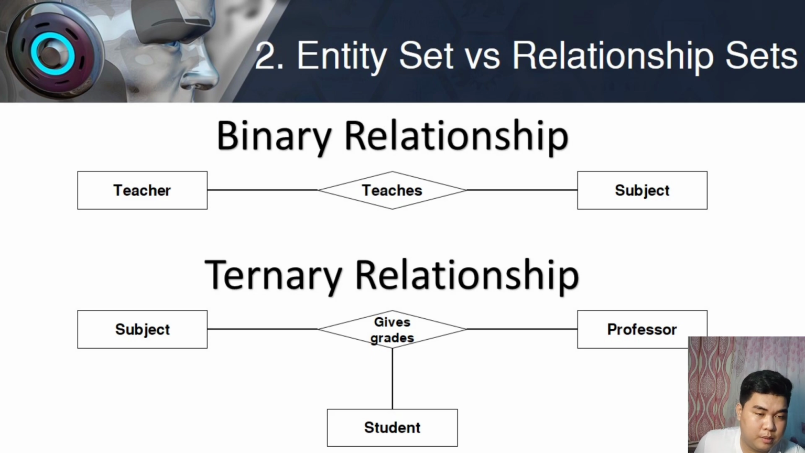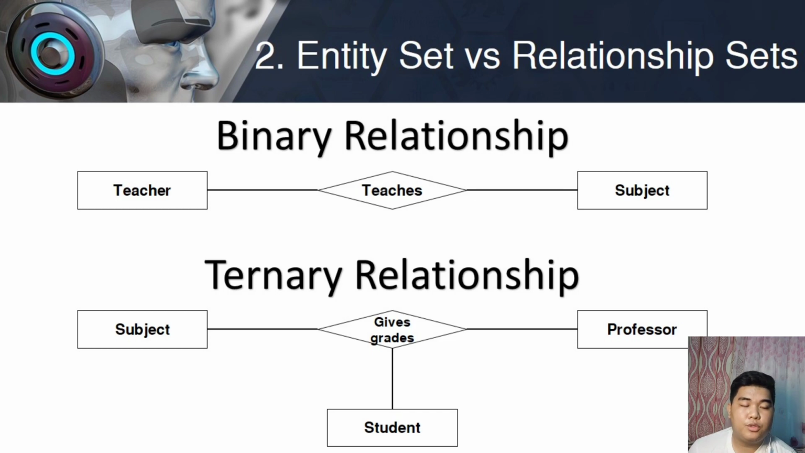So, ito yung binary relationship and ternary relationship. Teacher teaches subject. Ito na lang. Yung rectangle dyan na shape, it serves as for the entity. And yung diamond shape naman dyan, it serves as for the relationship or a relation.